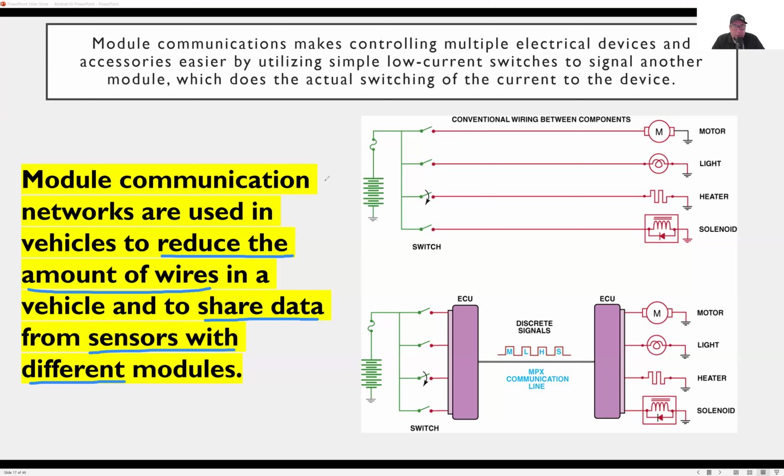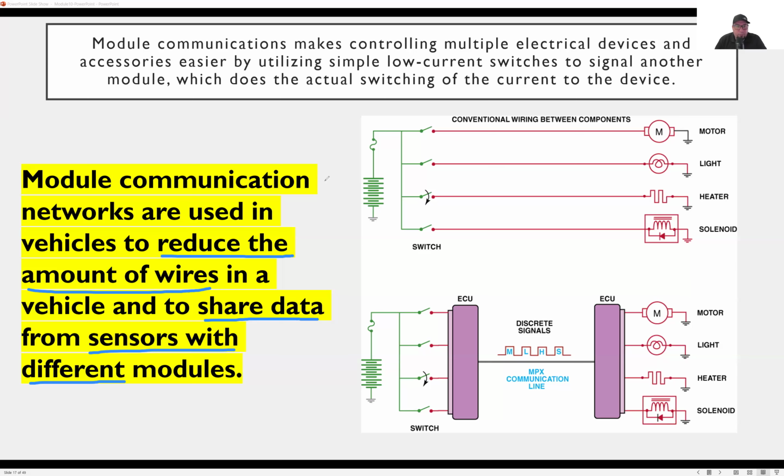If they can reduce, say, 500 feet of wiring in a vehicle, that's going to save the company and save the consumer a lot of money over the course of 1 million, 2 million, 5 million vehicles. So there's a big incentive to do that.